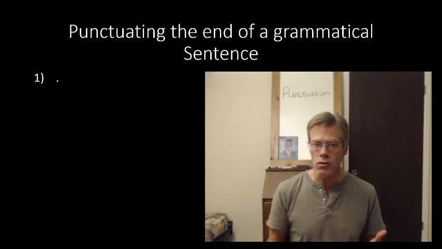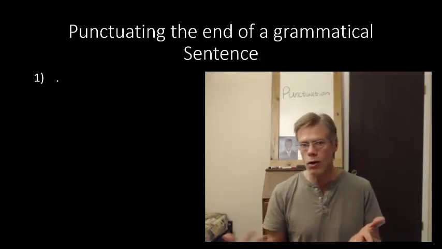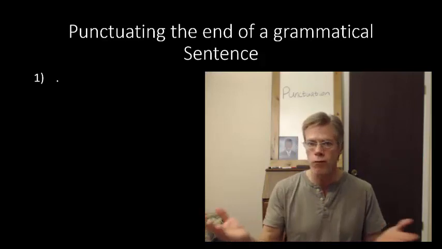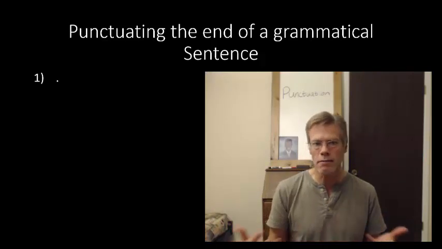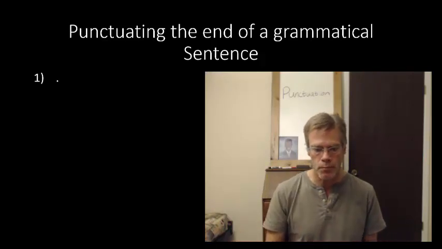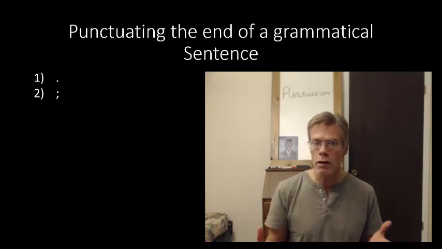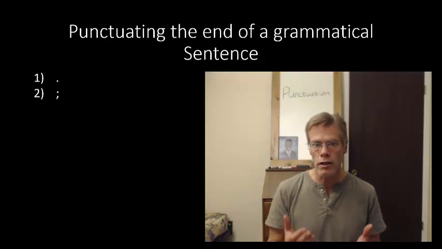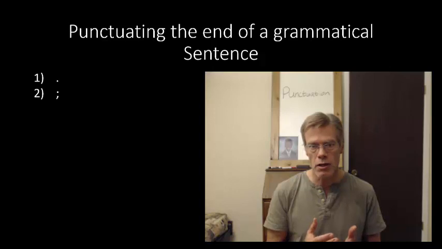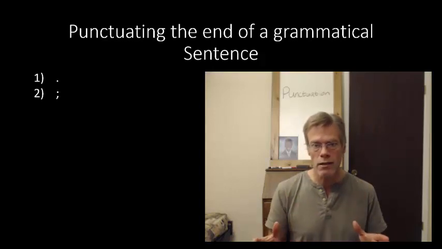The most obvious way, the least marked way, is just to end it with a period or a question mark or an exclamation point. I'm going to focus on periods just because I think it's more straightforward. Another possibility, a little more marked but not terribly marked, is to use a semicolon. So a semicolon most of the time represents a soft period. It usually represents the end of a grammatical sentence.